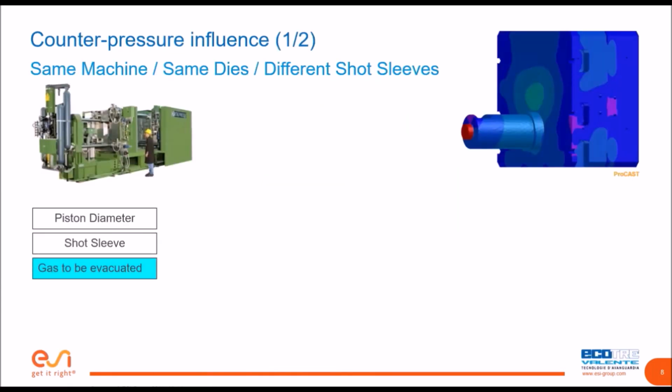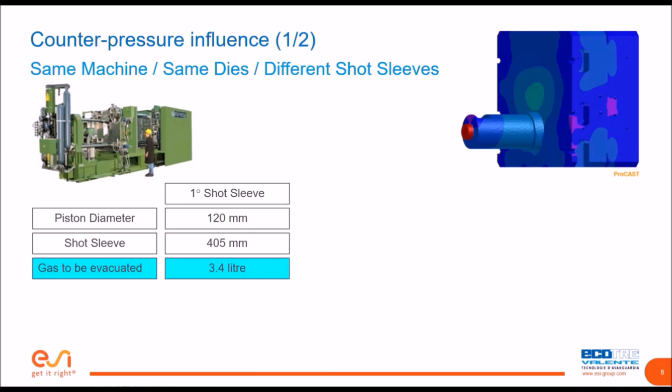As an example, to better understand what happens to the gas that needs to be evacuated, we take the same machine on the same dies, but different shot sleeves. This can happen simply because you can manage your sleeve length based on what is required, and the fill ratio is in fact dependent on this sleeve length. So here is an example. The first shot sleeve has a piston diameter of 120 millimeter and a shot sleeve length of 405 millimeter, and we compute the gas to be evacuated. This is about 3.4 liter.